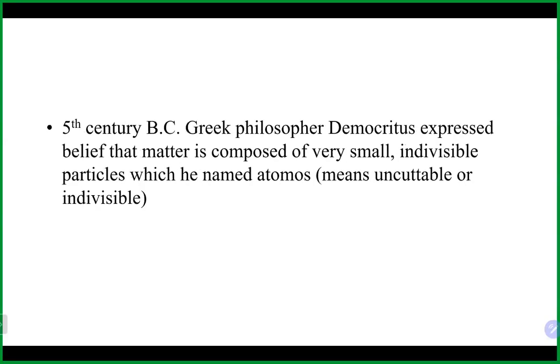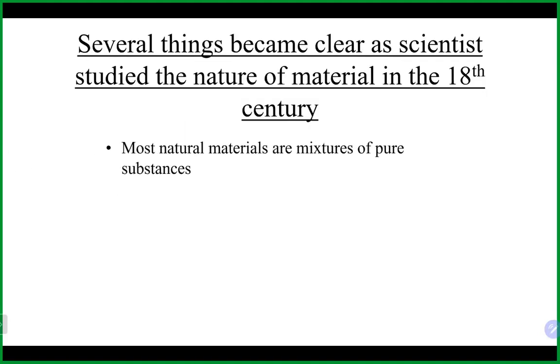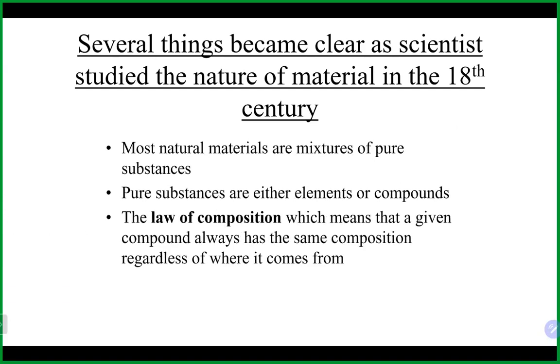When we talk about the atom, everything started a long time ago with a lot of philosophers who thought that matter was composed of really small, indestructible particles that they called atomos. Obviously that is a forerunner to what we call atoms. Most natural materials are composed of pure substances, and pure substances are either elements or compounds.